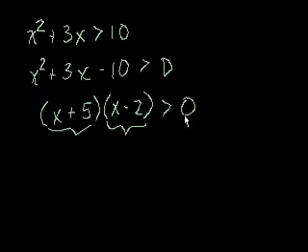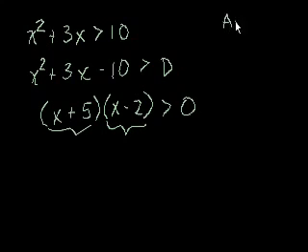Now, let's think about what happens when you multiply numbers. If they're both positive and you multiply them, then you get a positive number. And if they're both negative and you multiply them, then you also get a positive number, right? So we know that either both of these expressions are the same sign, that they're both greater than 0, they're both positive, or we know that they're both negative, right? And I know this might be a little confusing, but just think of it this way.